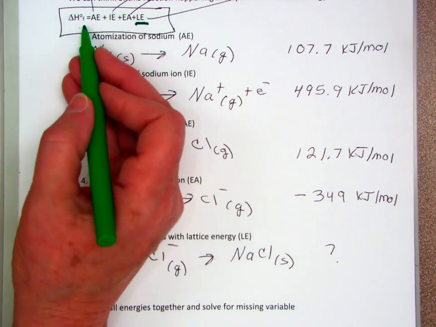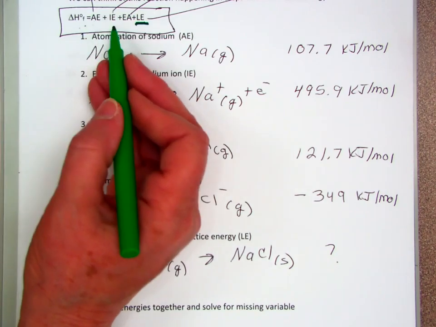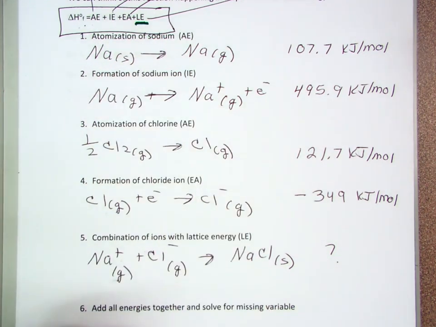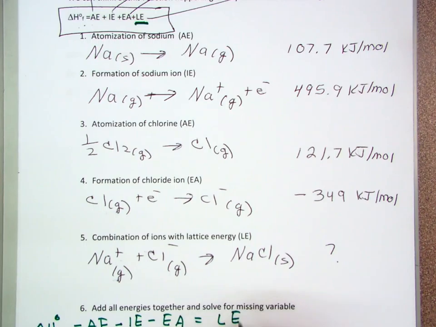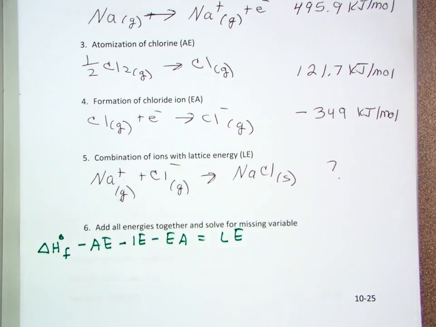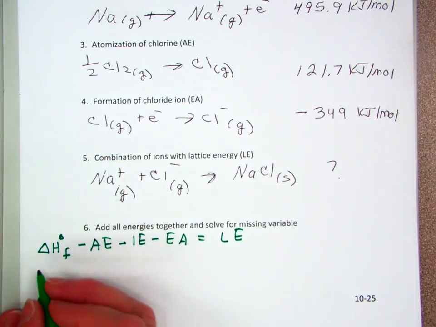We know delta H0 sub F is AE plus IE plus EA plus LE, alphabet soup, right? So I can rearrange: delta H0 sub F minus the atomization energies minus the ionization energies minus the electron affinities is equal to the lattice energy. And that's what I'm trying to solve for. So in this case, all I need to do now is plug in the numbers.